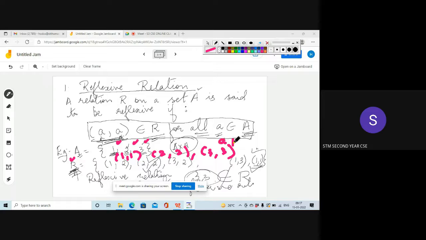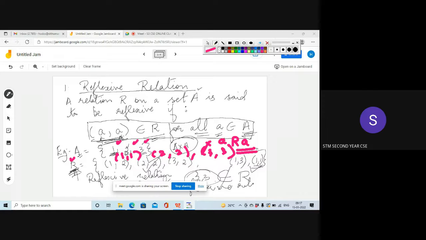That is, a R a for all a element of A. Then it satisfies the reflexive property. If A has three elements here, 1, 2, and 3, then the relation R should have (1, 1), (2, 2), and (3, 3). If any one is missing, then it is not reflexive.